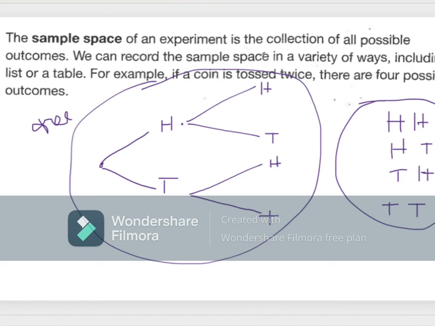We have head, head, which is right here. We have coming up here head, tail, which is head, tail right there. And then we come down the tail trail here. Tail, head, tail, tail.